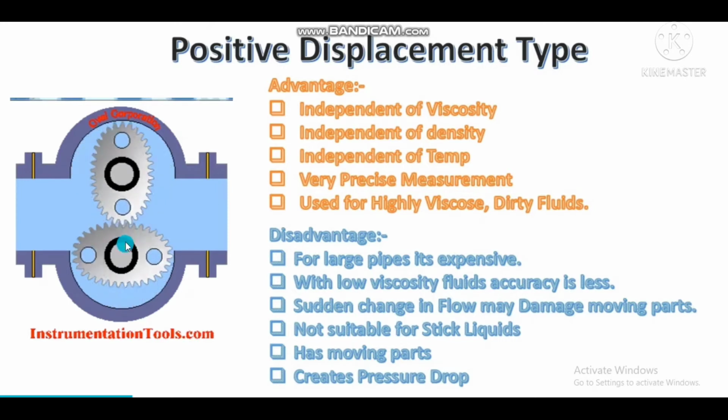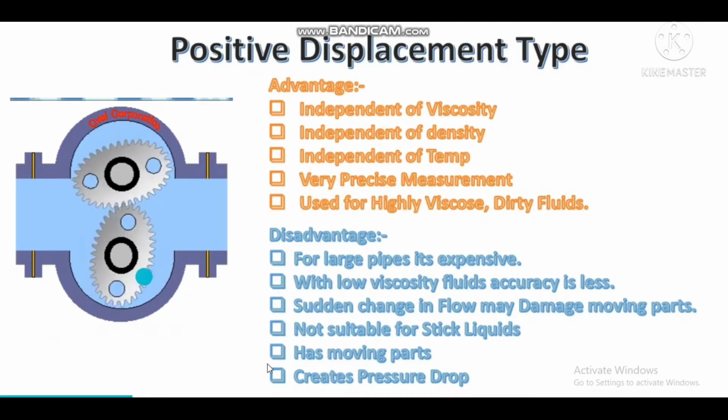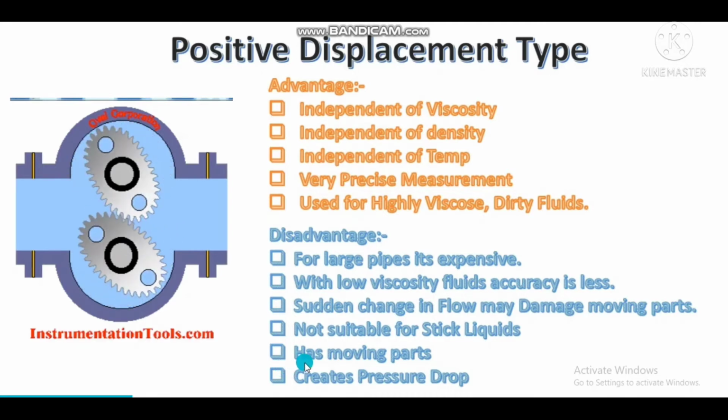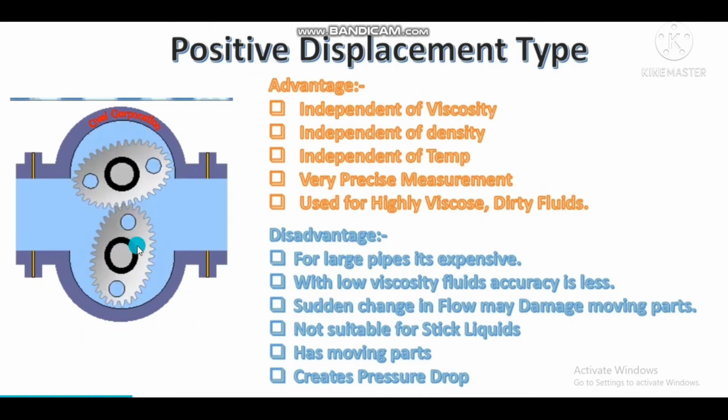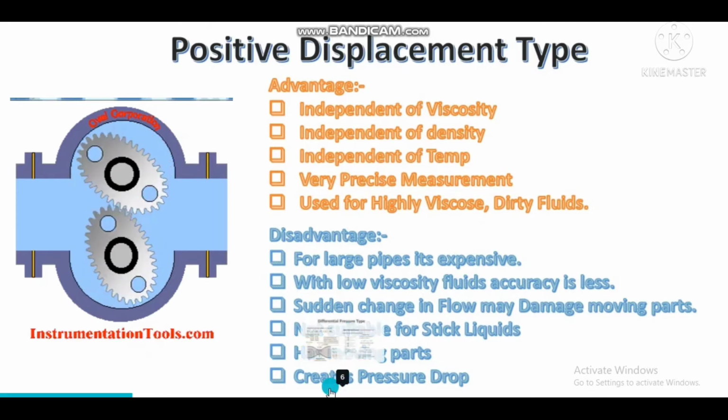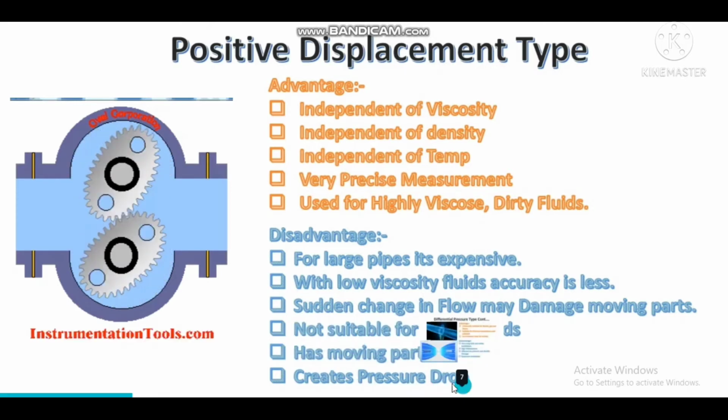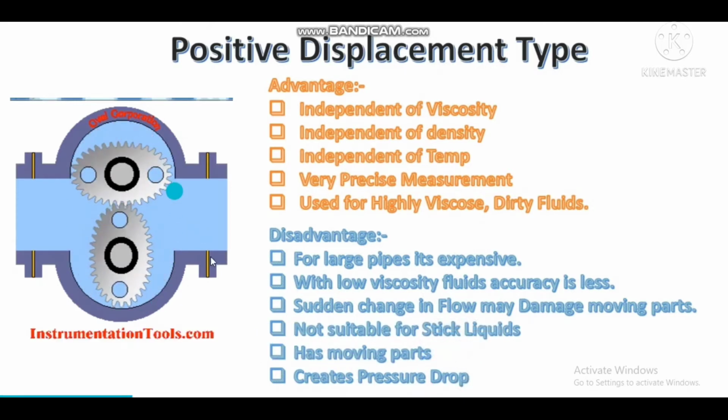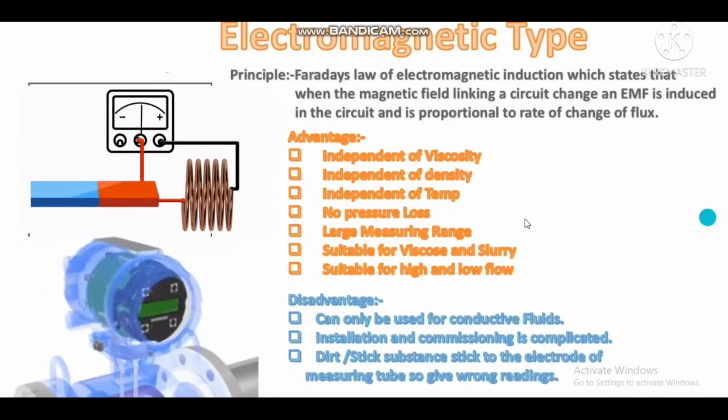These are not applicable here because it is a moving part, so it can cause damage or irregular measurement. And then the fifth disadvantage is that it has moving parts. As I have said, the moving parts are prone to damage. And then that creates a pressure drop. The sixth one is it creates a pressure drop in the flow.